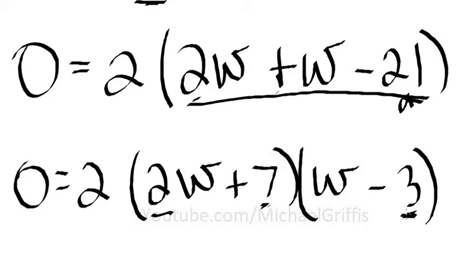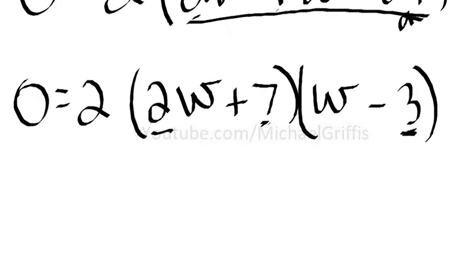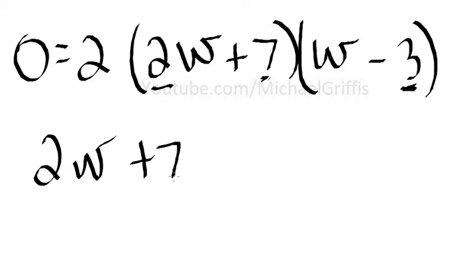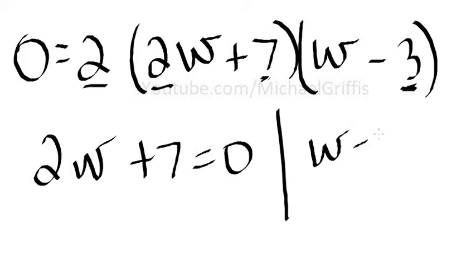All right, so what we'll need to do now is set both these factors equal to 0. And, of course, we don't have to worry about that 2, because if you multiply both sides by a half, the 2 just disappears. And W minus 3 equals 0.